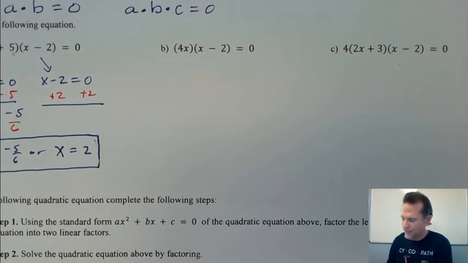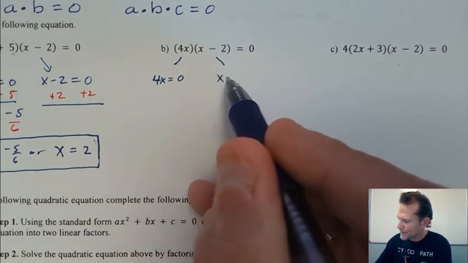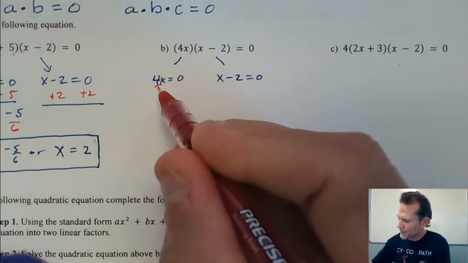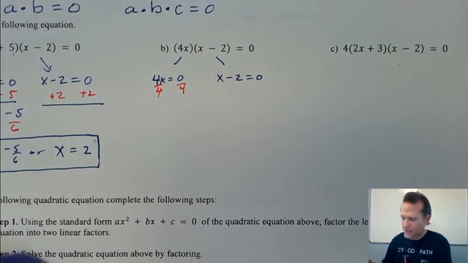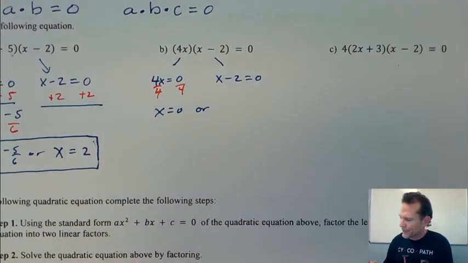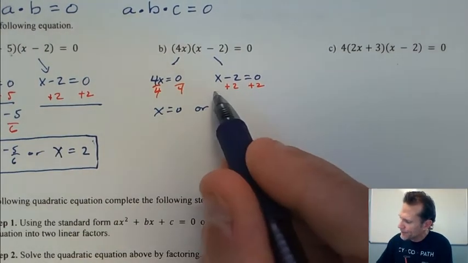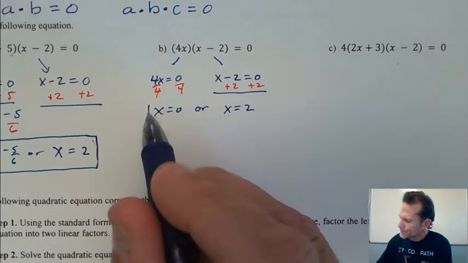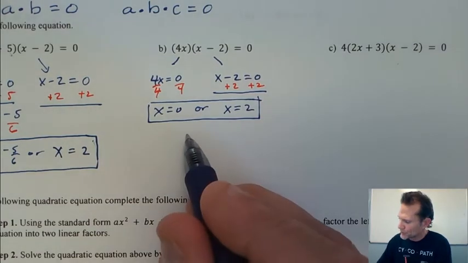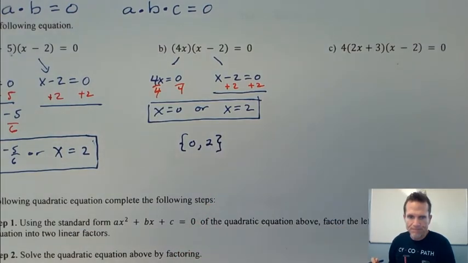All right, so the shortcut works, but if all else fails, set each piece equal to 0 and solve. So I'm going to set each piece equal to 0 and solve. There's each piece set equal to 0. On the first one, you probably already realize what's going to happen, but I get x equals 0. Or on the second one, we get x equals 2. So there's our solution. Sometimes they'll say write your answer as a solution set, and a solution set would look like this. Okay, solution set.